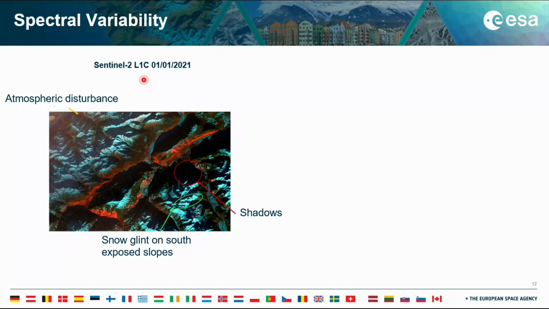Just to give you a practical example, here we have an image acquired in January 2021 in the Alps. You can see, first of all, that we have large shadows, and they are quite dark and quite big. And of course, for mountain terrain, this is quite common. Then I don't know if you see very well here, but we have atmospheric disturbance, a little bit of fog, let's say. And finally, we have what I told you, this snow glint on the southwest exposed slopes that is increasing the reflectance to a number bigger than 1. That is actually not possible.